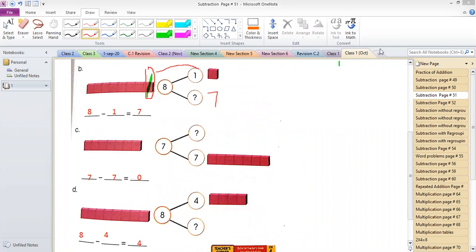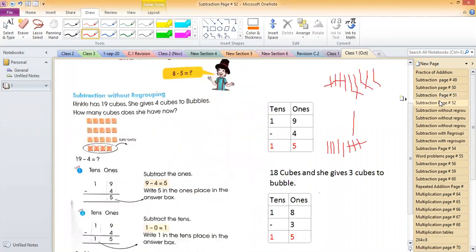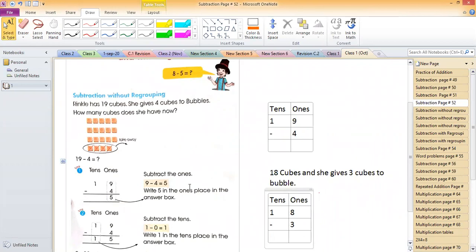Yes, sir. Very good. Now we'll do some practice, guys. We'll do some practice for subtraction without regrouping. I have one example for you. Look at that example. Wrinkle has 19 cubes. She gives 4 cubes to Bubble. How many cubes does she have now?